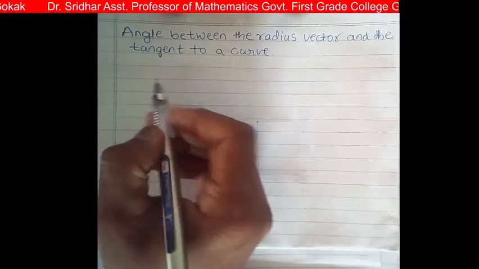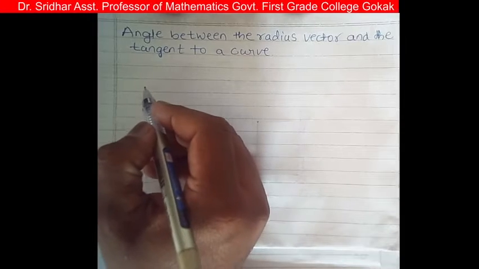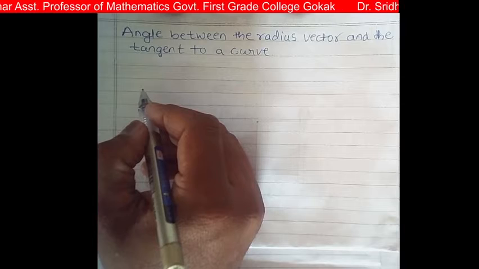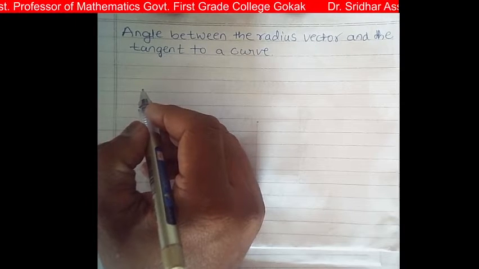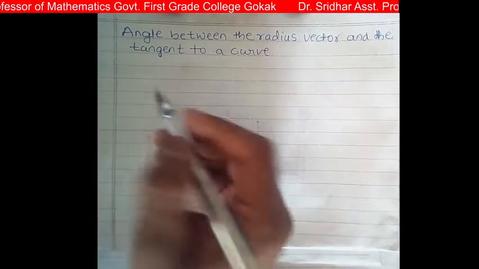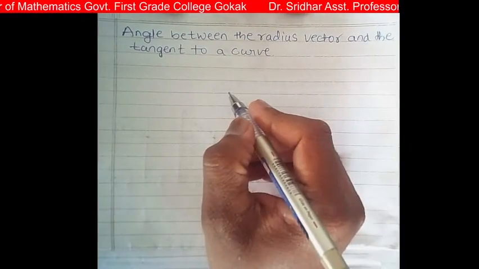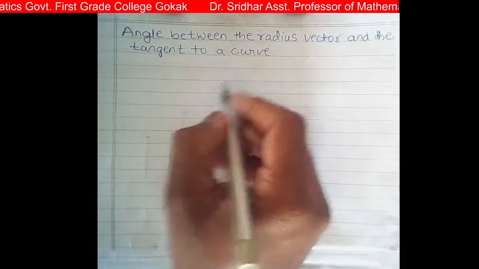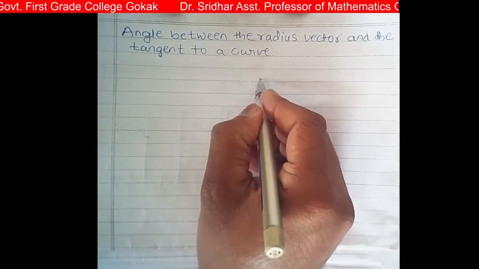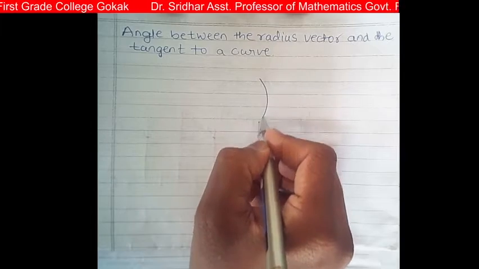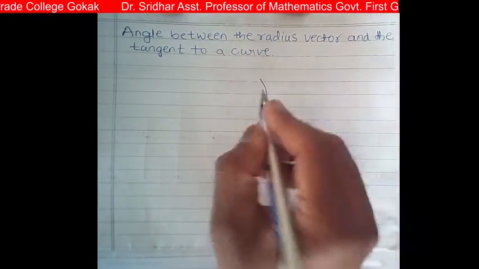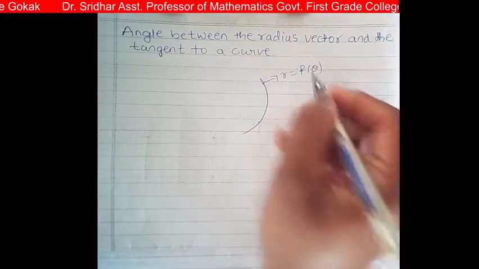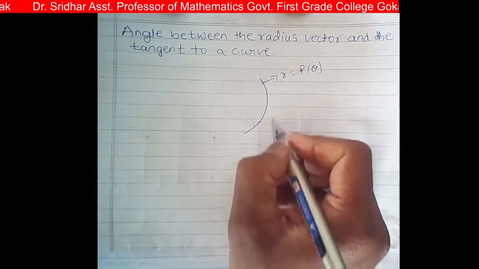Good morning, students. So today I am going to derive the angle between the radius vector and the tangent to a curve. Here we consider a polar curve, which is represented by r is equal to f of theta.